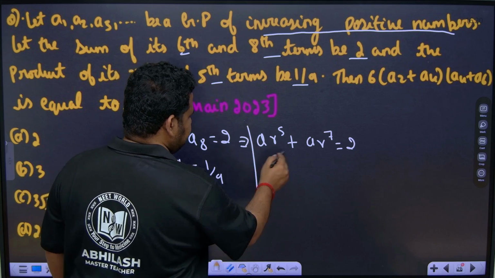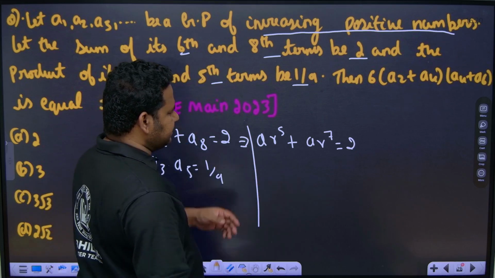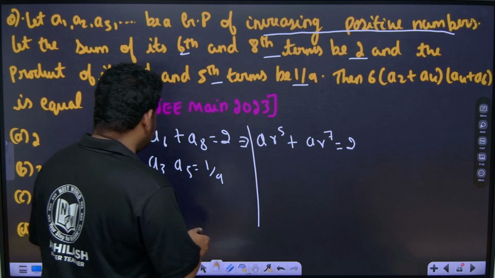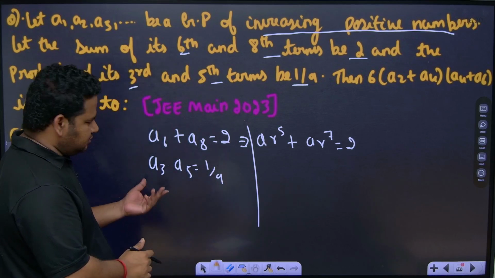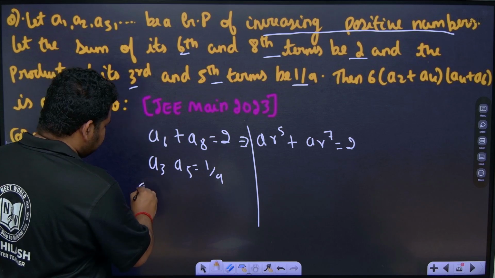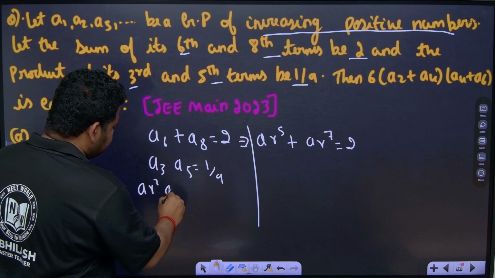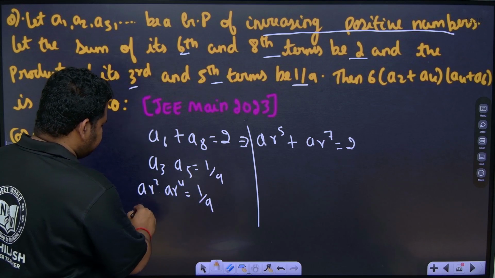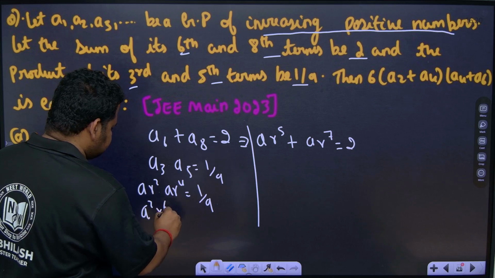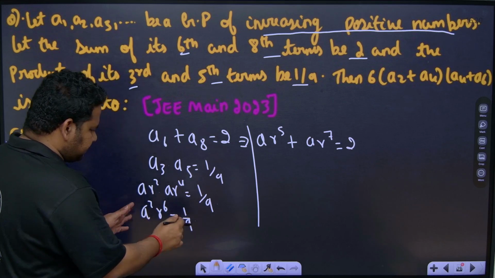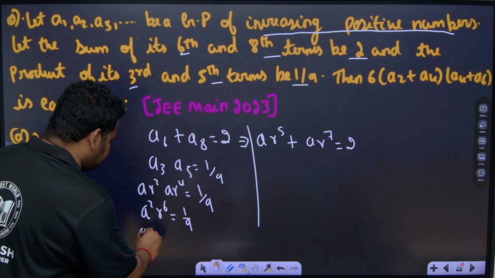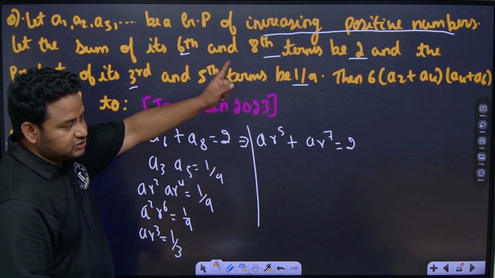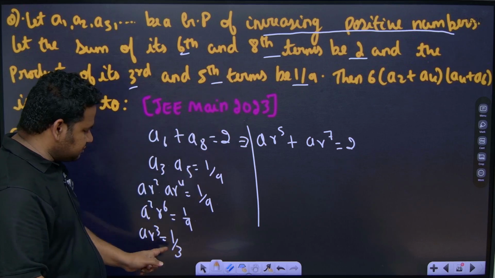Now this is equal to 2. A I can take common, or I can take A R to the power of 5 common. But before that, let me see this first. This is A into R to the power of 2, into A into R to the power of 4, is equal to 1 by 9. A square into R to the power of 6 is equal to 1 by 9. If I take square root on both sides, this will become A into R to the power of 3 is equal to 1 by 3. It will be plus or minus, but I am taking only plus because they are telling positive increasing numbers. So A R cube is equal to 1 by 3.